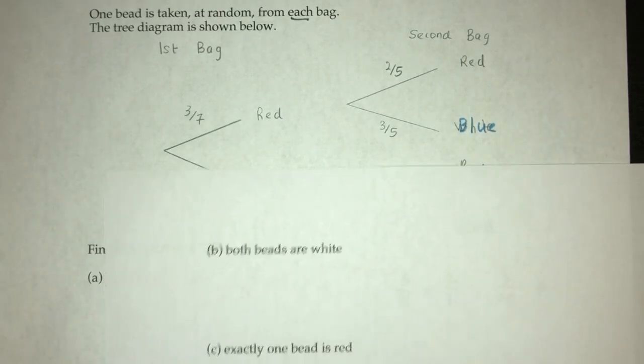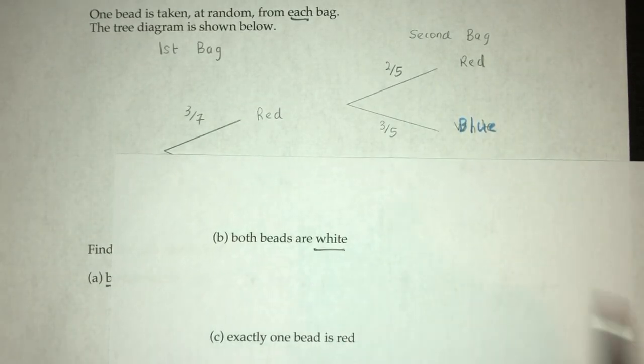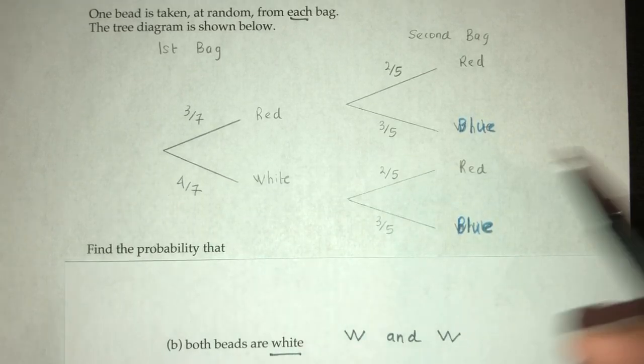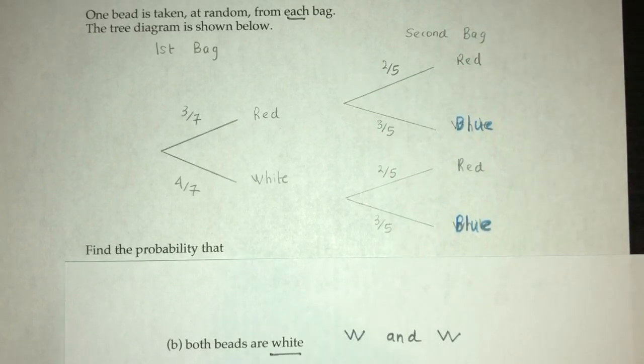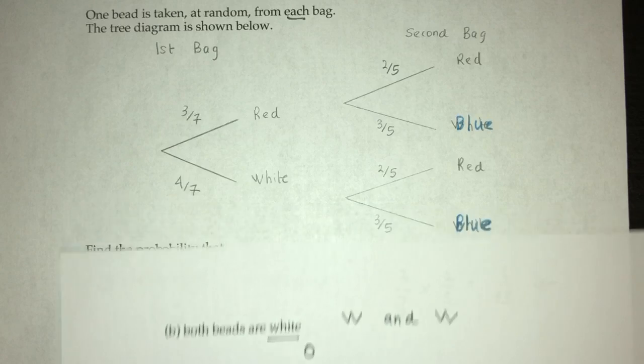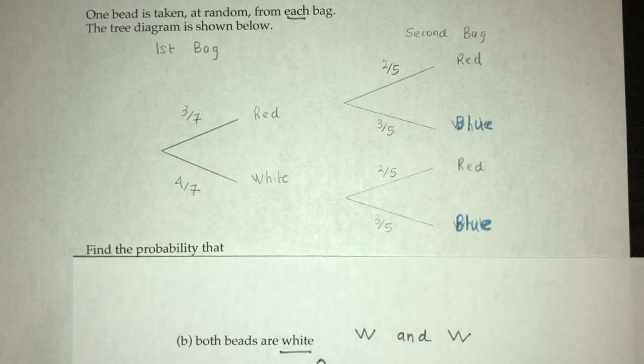Now part B, both beads are white. So it has to be white and white. As you can see, it is not possible because we don't have white in the second bag. So 0 will be your answer, because we don't have white in the second bag.